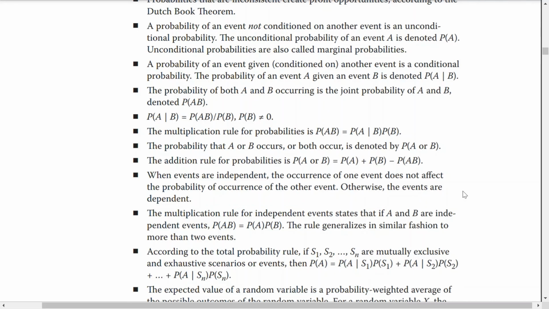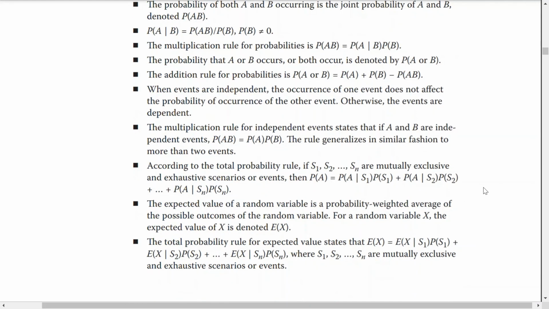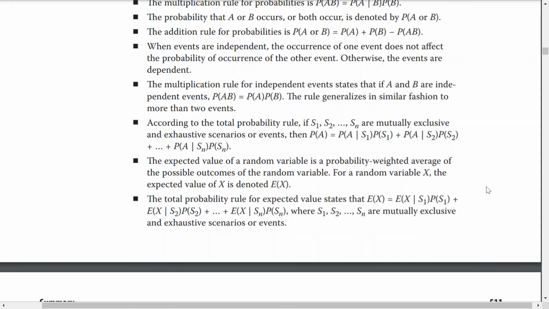The multiplication rule for probabilities is that P(AB) equals P(A | B) multiplied by the probability of B. The probability of A or B occurring, or both occurring, is denoted P(A or B). The addition rule for probabilities is that P(A or B) is equal to P(A) plus P(B) minus P(AB).